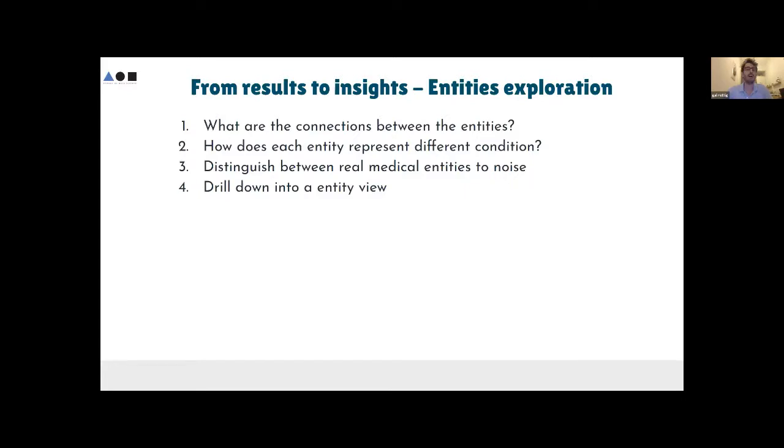We wanted to know if we can distinguish between real medical entities and noise, like Hernan said earlier about those two clusters. And we wanted to drill down into the entity view to understand what's inside each entity, how it's distributed, and what words it represents.